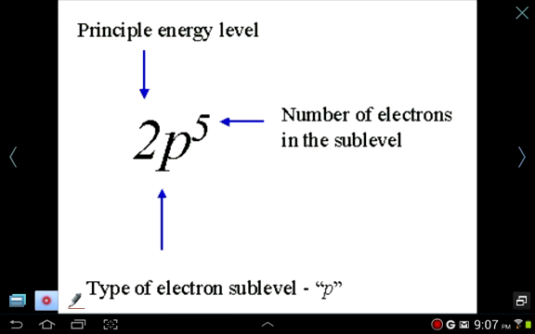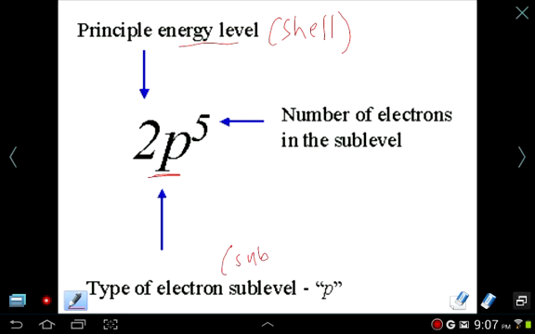So this notation, hopefully you've seen it before, but just to remember, this big number in front shows you the shell number, also called the principal energy level. That's what we call our shells. This is the subshell, sublevel. The p is the sublevel or subshell. And then the 5 is how many electrons you've got in that subshell. Notice this subshell is not completely filled. p can hold 6, but there are only 5 in there.